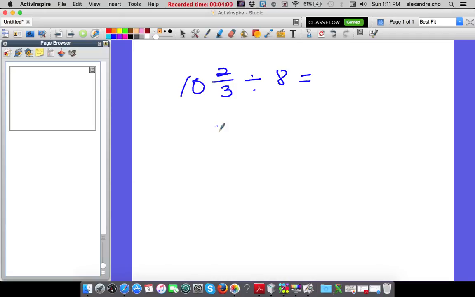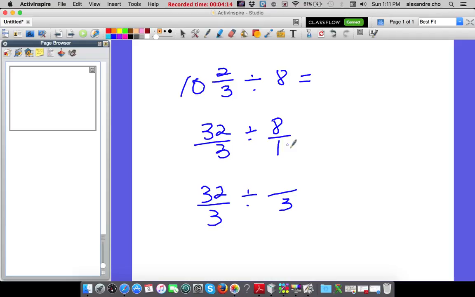Okay, let's change. Sorry. 3 times 10 is 30 plus 2. 32 over 3. Divided by 8. We'll put that as over 1. LCM is 3. That doesn't change, but the other one will change, times 3. So 3 times 8 is 24. Okay, let's divide that out. 32 over 24. Ask yourselves, let's change that to a mixed number. So 24 goes into 32 one time, left over 8 over 24.